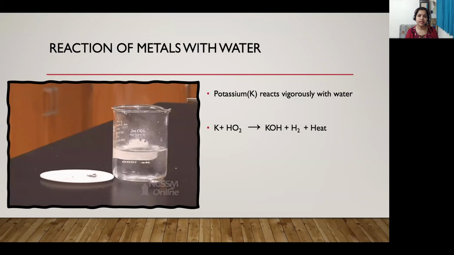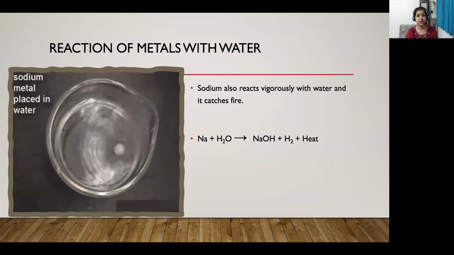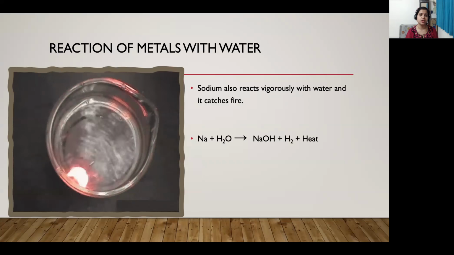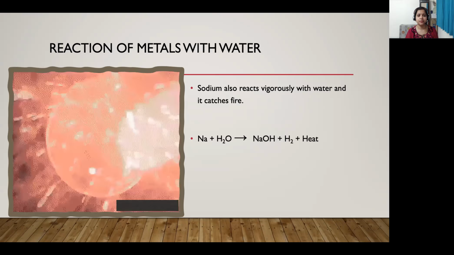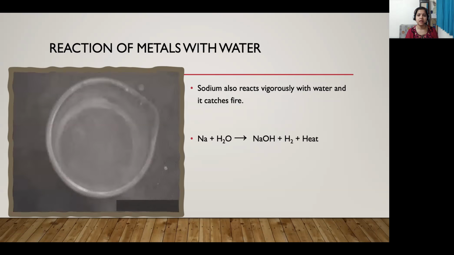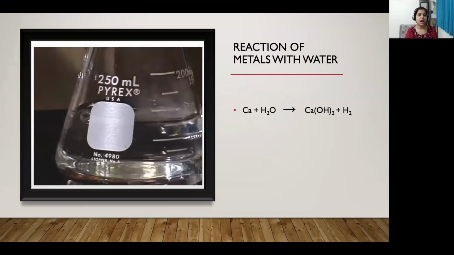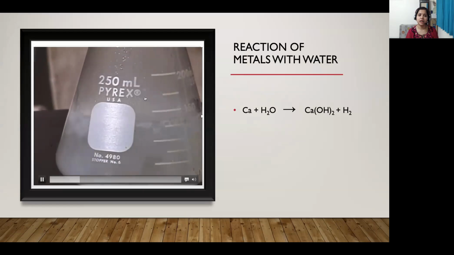Okay, so now let's check what happens when sodium reacts with water. It will also react vigorously with a hissing sound, and it will catch fire. It will produce sodium oxide. Again, sodium oxide can be dissolved in water. It will produce sodium hydroxide and hydrogen gas, with some heat. So it is also an exothermic reaction. Now let's check how calcium reacts with water. So when calcium reacts with water, it also reacts very fast, and it produces hydrogen gas.